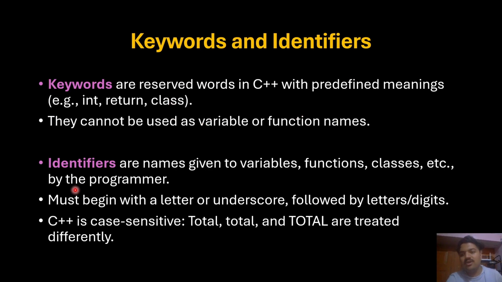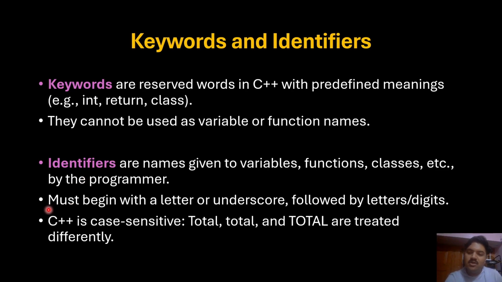The second topic we'll be seeing is identifiers. Identifiers are the names given to variables, functions, classes, etc. by the programmer. When we declare any integer or any data, we give a name to that variable, or any function that we are using, or any class we are declaring. So identifiers are the names given to them.